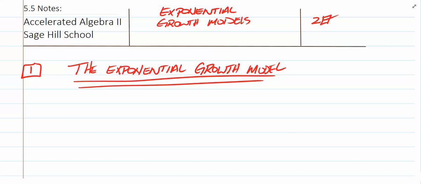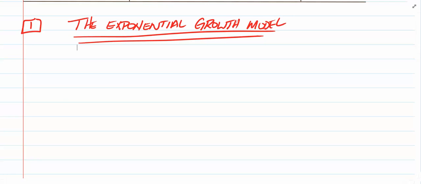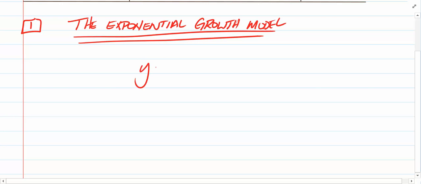Okay, for the last part of chapter 5, we're going to talk only about one specific type of model in mathematics. This one's called an exponential growth model. So I'd like to give you the basic introduction to an exponential growth model. It would look something along the lines of this, y equals a e to the bx.